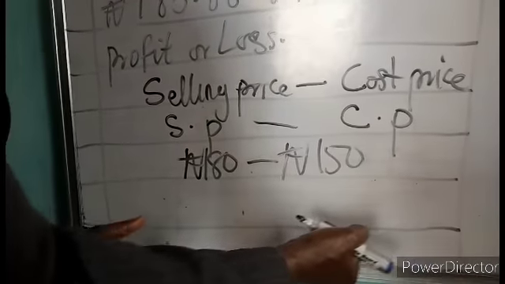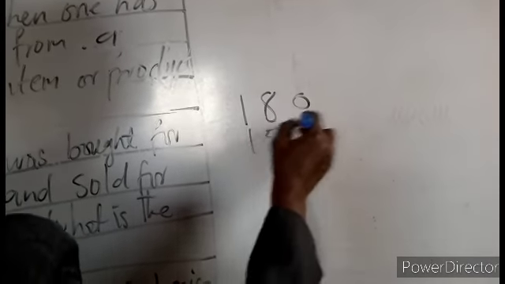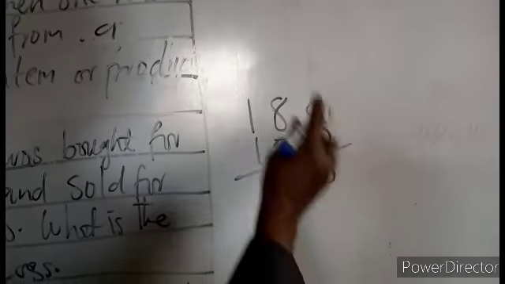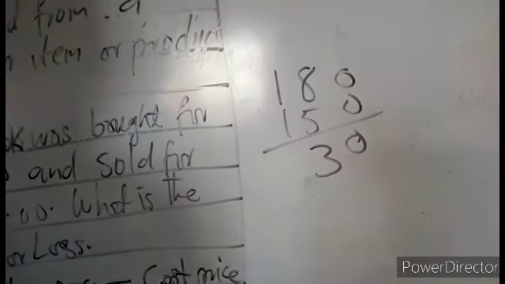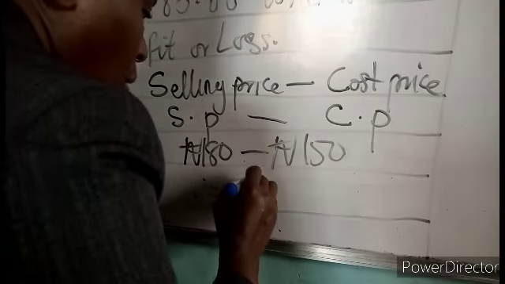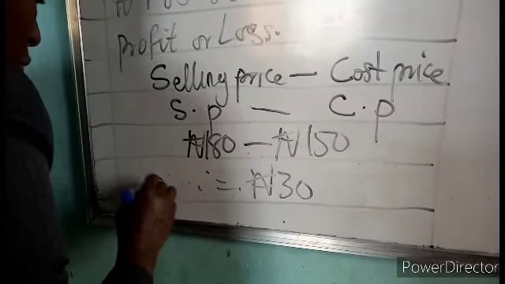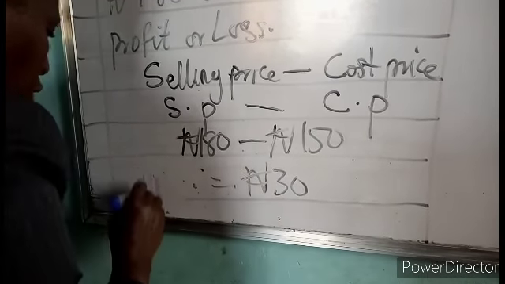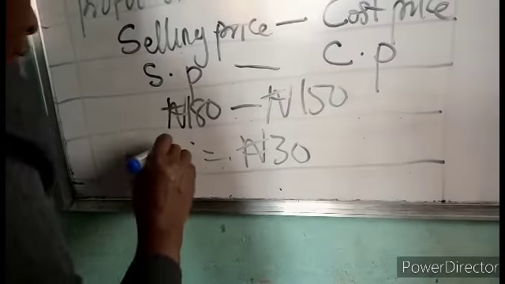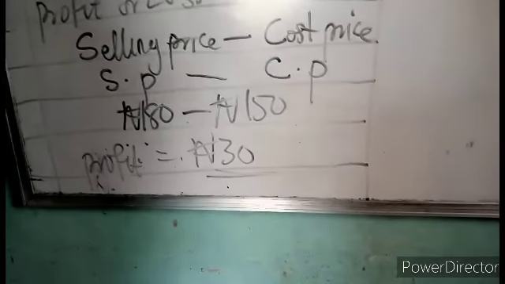You can put it like this in your calculator by saying 180 minus 150. It's very easy. 0 minus 0 is 0. 8 minus 5 gives us 3. And 1 minus 1 gives us 0. So we have our final answer equals 30 naira. So it's a gain. We write either gain or profit. So we have a profit of 30 naira.